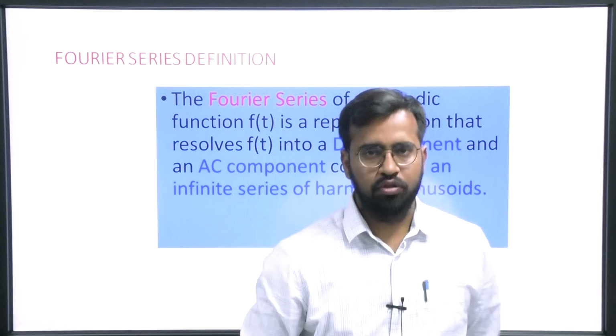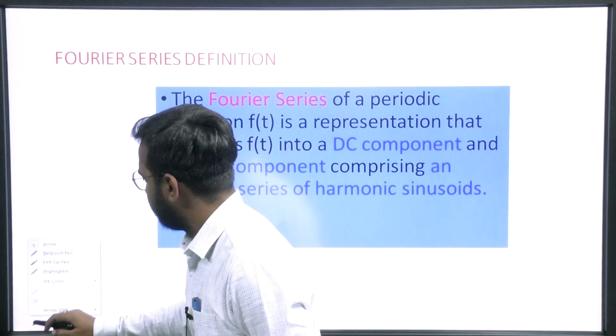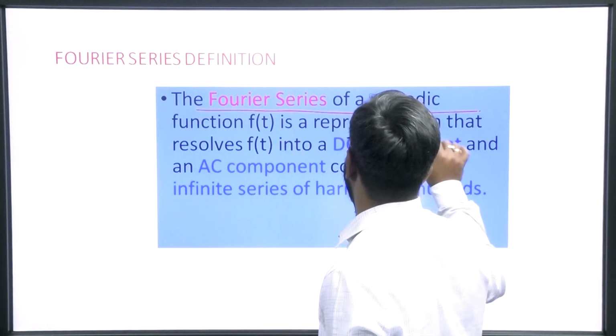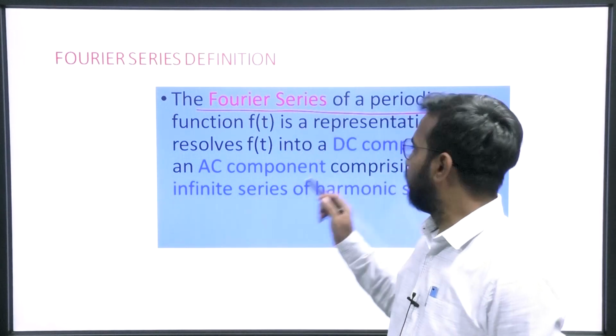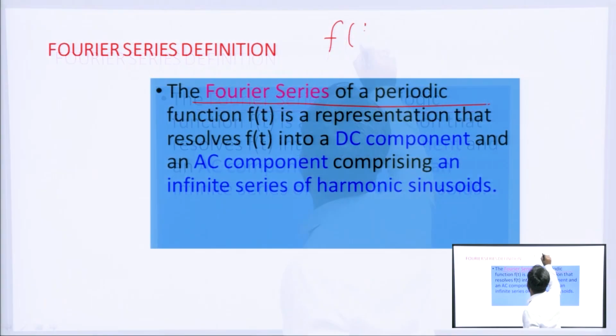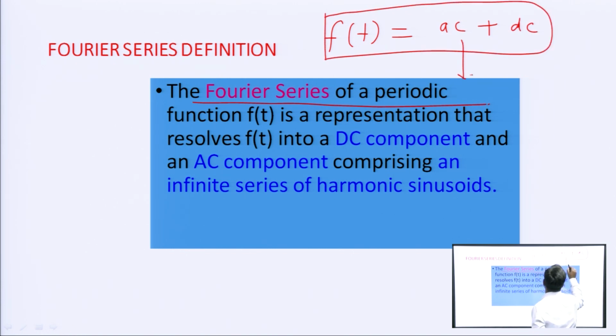So, what is the definition? A Fourier series of a periodic function is a representation that resolves f(t) into a DC component and an AC component. That means any function will have two parts, AC plus DC. Basically, DC is the average value.